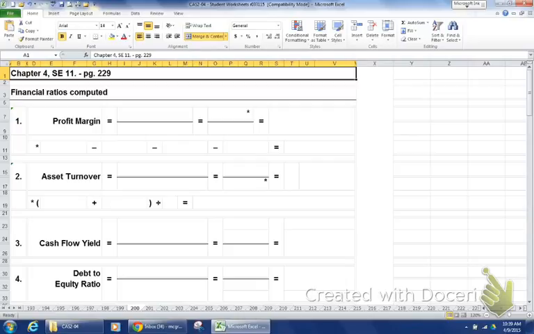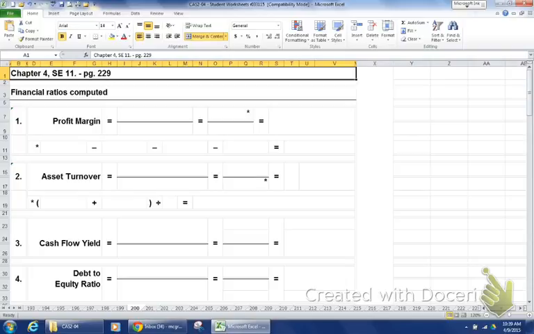So we will start with our profit margin. Our profit margin, as we all know, tells us what level of profitability we've earned on our sales for the given financial period. This ratio will tell us the percentage of each sales dollar that actually results in net income.